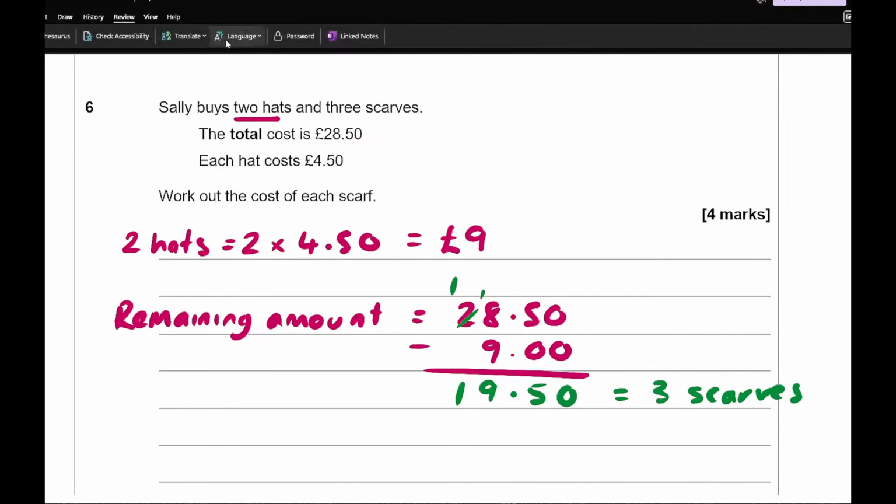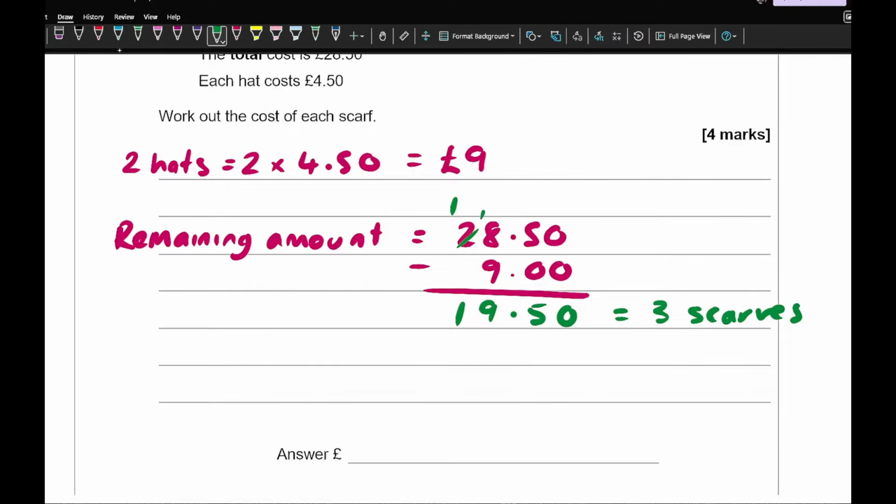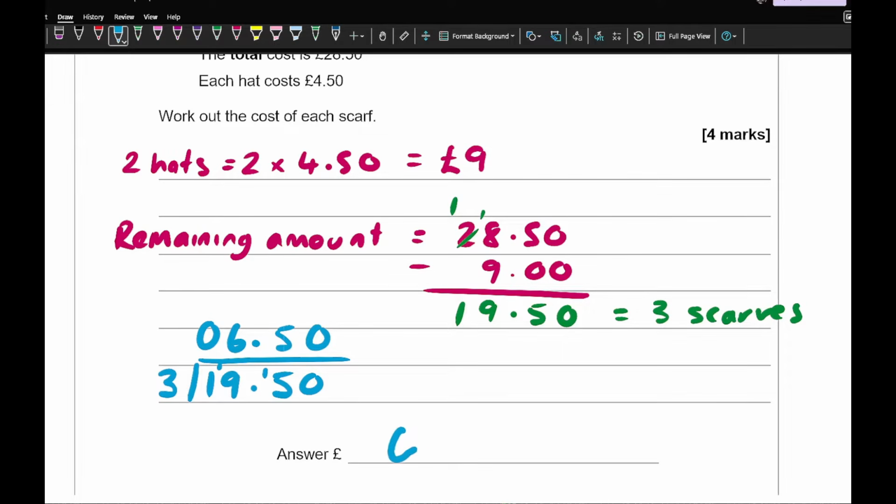So if £19.50 is 3 scarves, then all we need to do is divide £19.50 by 3. So doing division, 3's into 1 goes 0, carry the 1. 3's into 19 goes 6, remainder 1. Remember the decimal point. 3 goes into 15 5 times and then goes into 0. So the price of 1 scarf is £6.50.